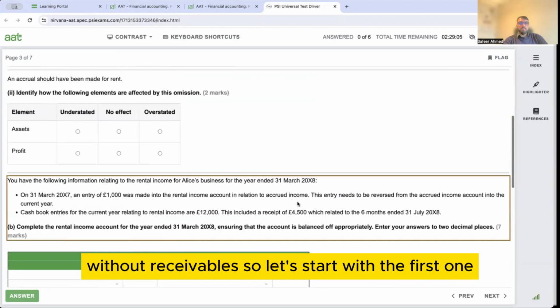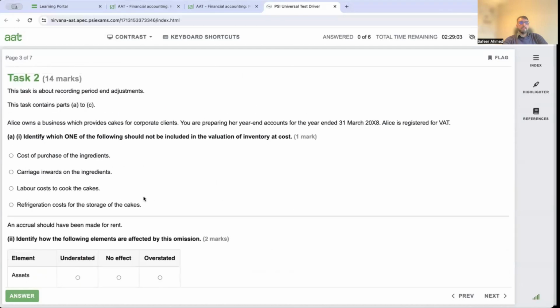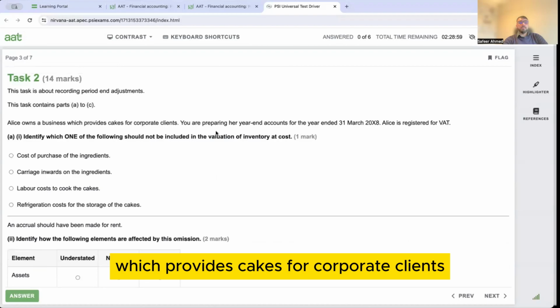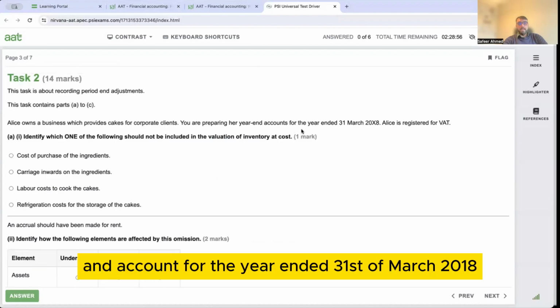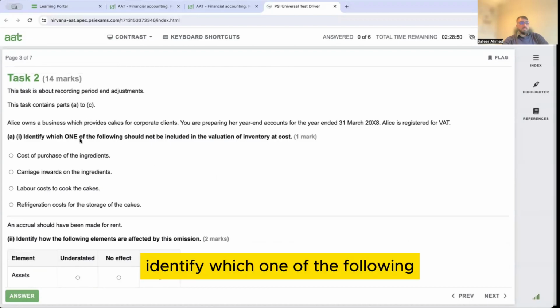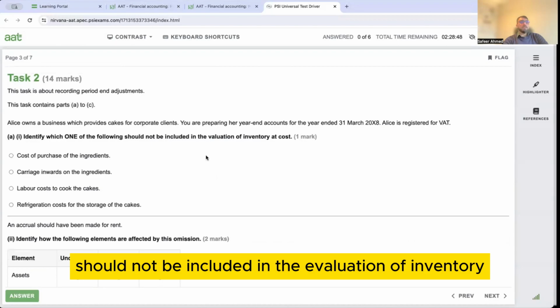So let's start with the first one. Alice runs a business which provides cakes for corporate clients. You are preparing her year-end accounts for the year ended 31st of March 2018. Alice is registered for VAT. Identify which one of the following should not be included in the evaluation of inventory at cost.